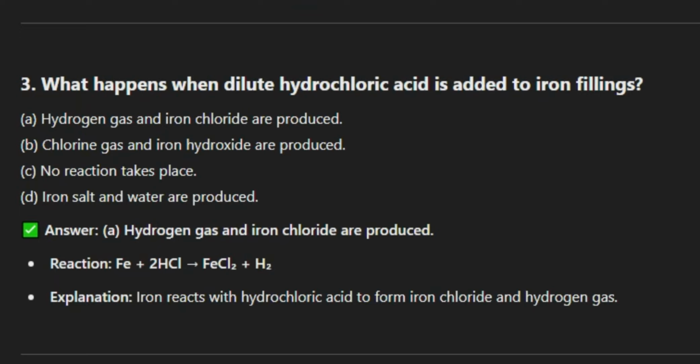A. Hydrogen gas and iron chloride are produced. Reaction. Fe plus 2HCl gives FeCl2 plus H2. Explanation. Iron reacts with hydrochloric acid to form iron chloride and hydrogen gas.